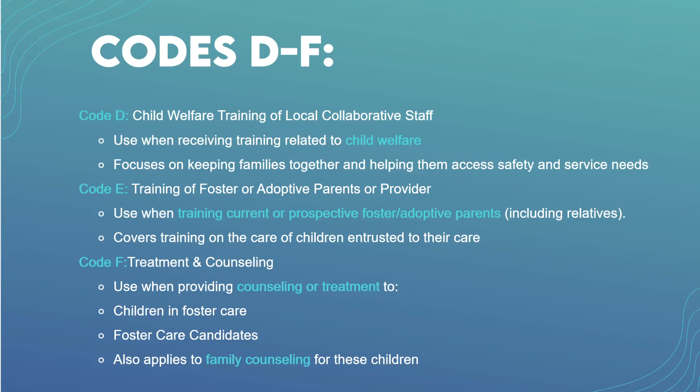Code E applies when you're training foster or adoptive parents. The focus is education and skill building for those caring for children in placement. Code F is used when you're actually providing treatment or therapeutic counseling, whether it's one-on-one, family sessions, or group therapy. Both codes emphasize direct support to improve child well-being and family stability. And always include time spent preparing materials, completing documentation, or traveling for these activities.